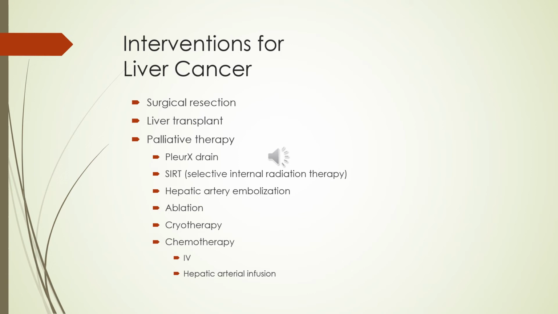Interventions for liver cancer would include surgical resection of part of the liver, or maybe even removal of all of the liver, a liver transplant, and your book discusses that just a little bit more also. And then we have to look at palliative care therapy, use of Pleurx drains, where we are actually draining the excessive fluid that continues to build up in the abdominal cavity, selective internal radiation therapy, hepatic arterial embolization, ablation, cryotherapy, and then even chemotherapy, which could be IV or hepatic arterial infusions.